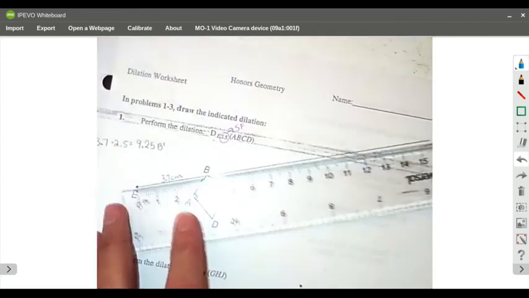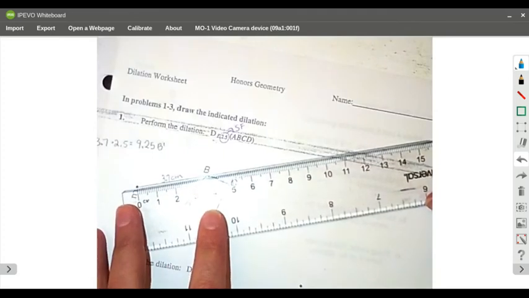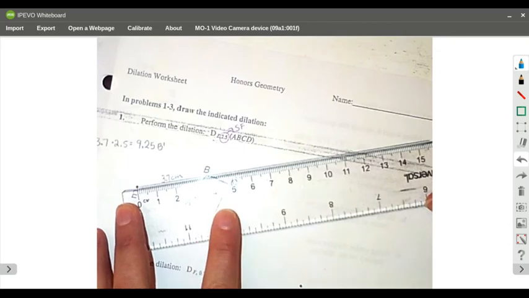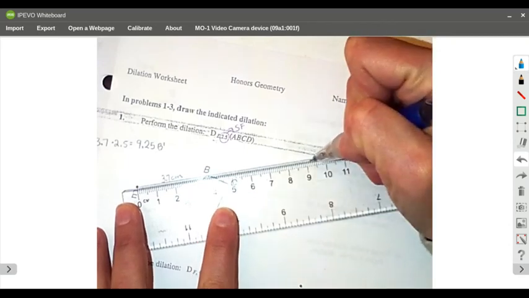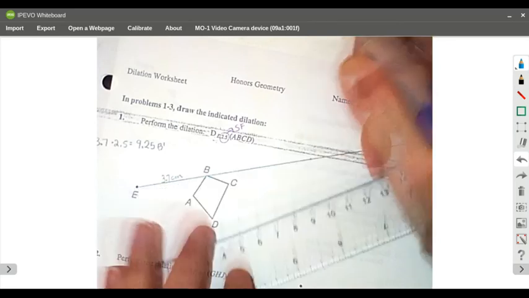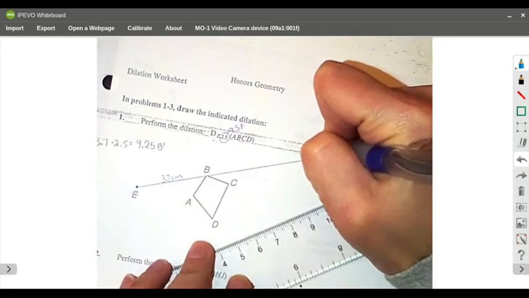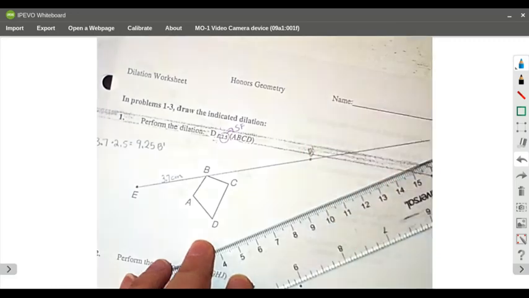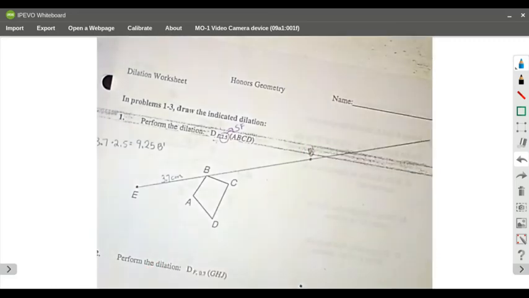So I already drew the line. So now I just have to measure from E. The important part is that you always go from E, not from B. So 9.25 is going to be like here. So there's my B prime. And then you just do the same thing for all of them.